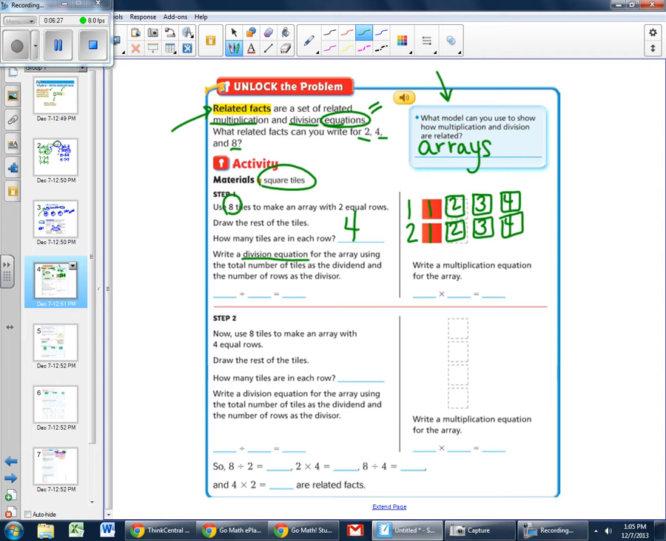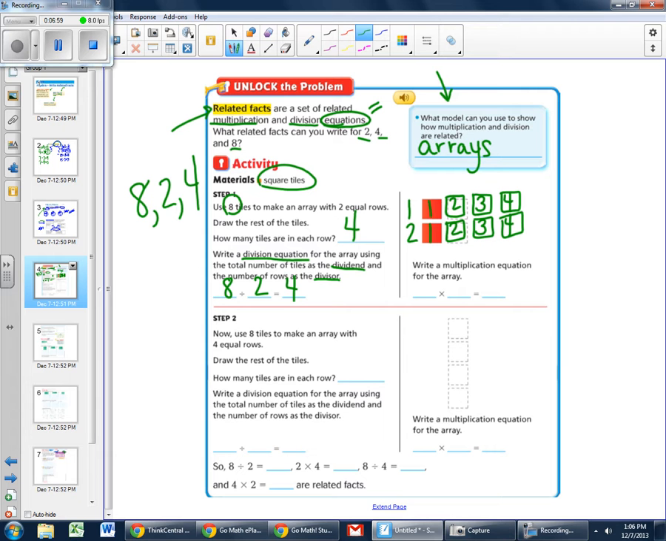Write a division equation for the array using the total number of tiles as the dividend. So that's our big number, remember, and the number of rows as the divisor. Okay, so we're going to start with our big number. So we have the numbers 8, 2, and 4. Looking at those, which one is your biggest number goes first. We're going to do 8 divided by, we had 2 rows, equals 4.